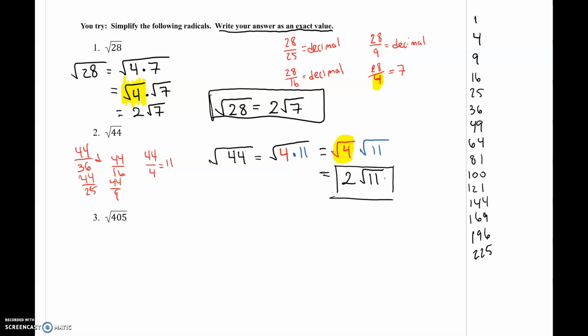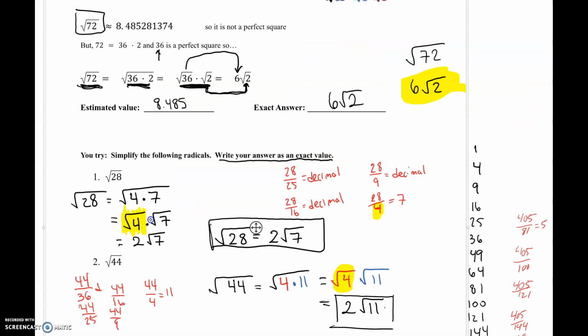So we're going to start at 196. If you type that in your calculator, you get a decimal. 169. 405 divided by 169 is a decimal. 405 divided by 144 is a decimal. 405 divided by 121 is a decimal. It's not divisible by 100, but 405 is divisible by 81. It's 5.